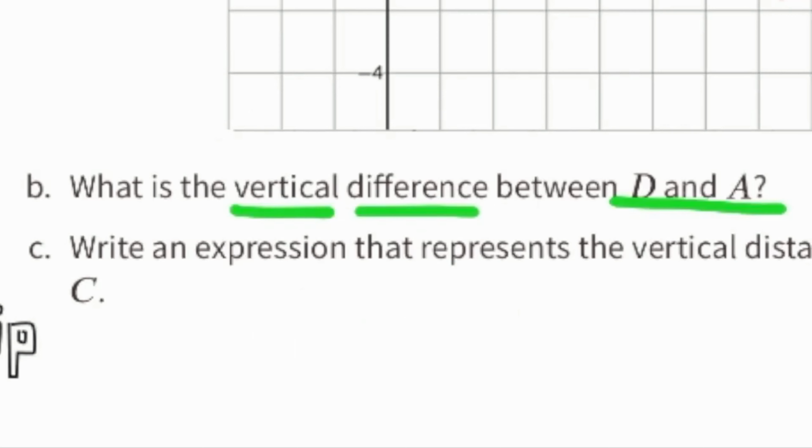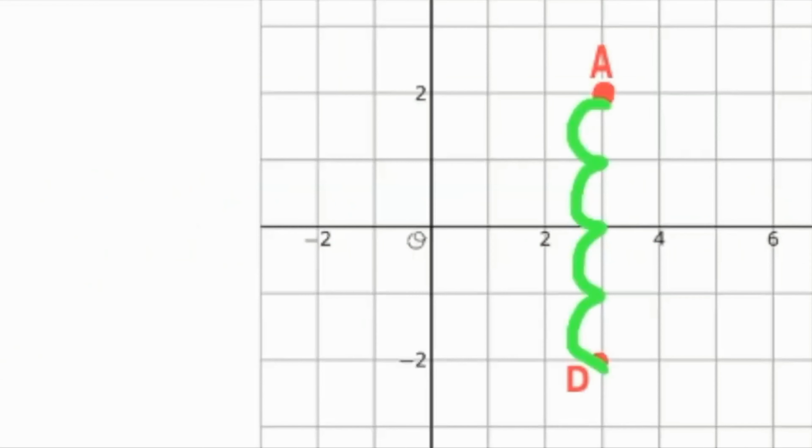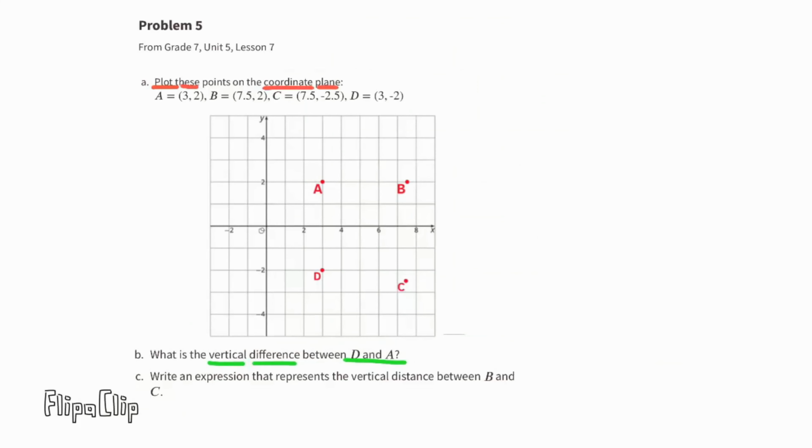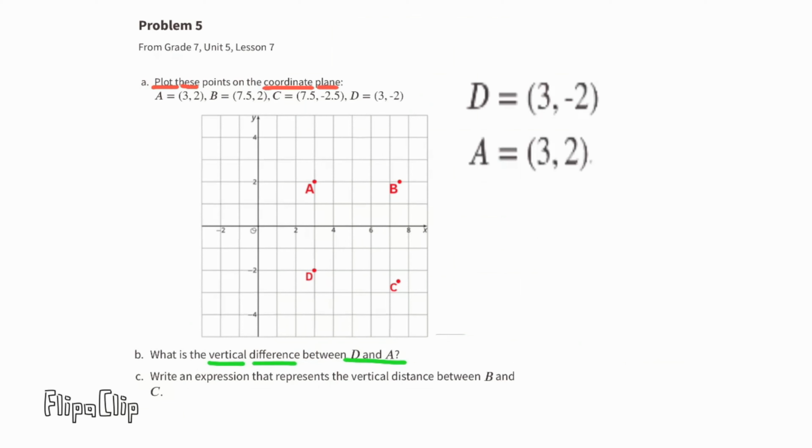B. What is the vertical difference between point D and point A? Here you can see the number of units between point D and point A. But remember, the question asks, what's the vertical difference between D and A? And difference means subtraction. The problem would be the y value for point D minus the y value for point A. That's because the y-axis is the vertical axis.